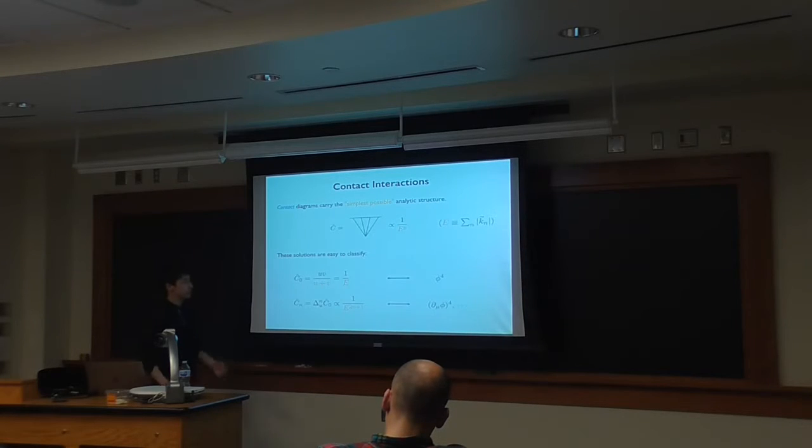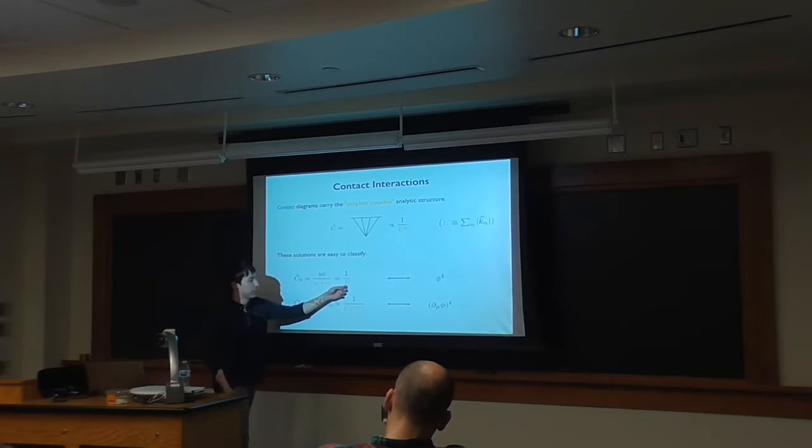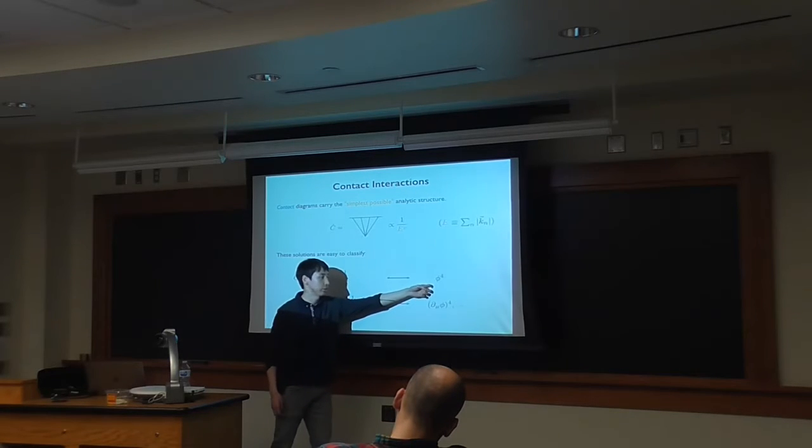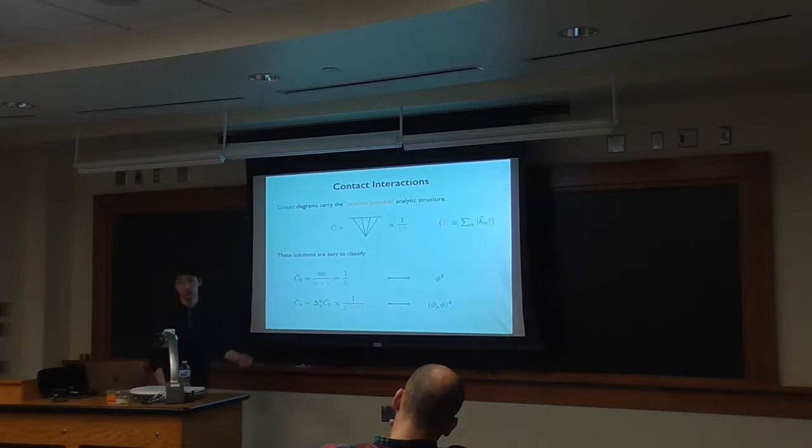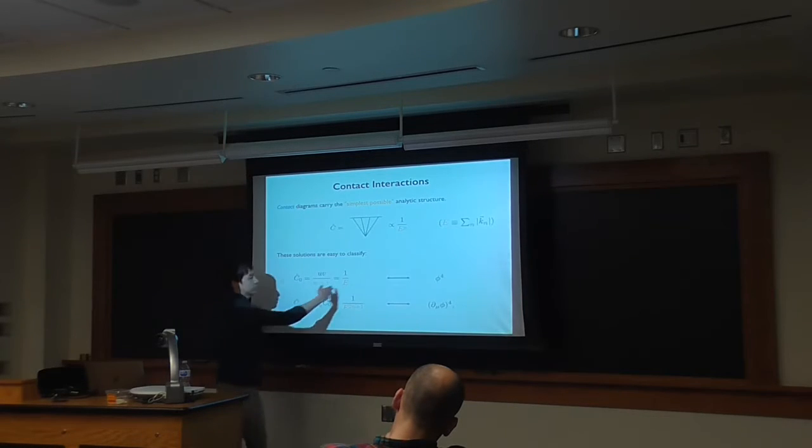It turns out that the simplest solution is actually given by simply taking 1 over E. You can check by direct computation that this is the same as the 4-point function that you can compute from the bulk phi to the 4th interaction. So you can check that the 2 sides actually agree.